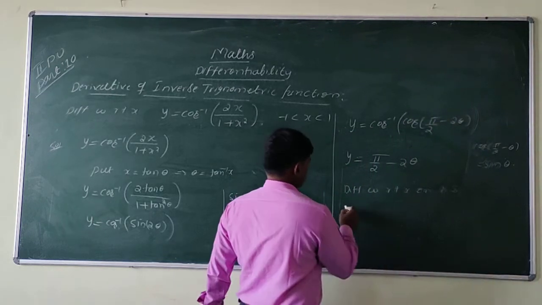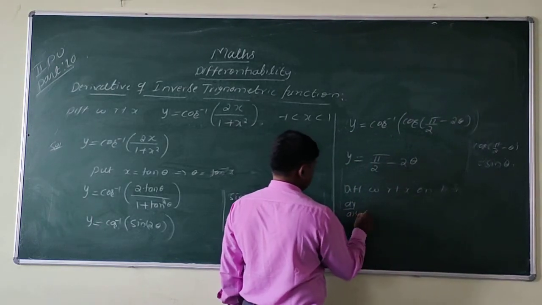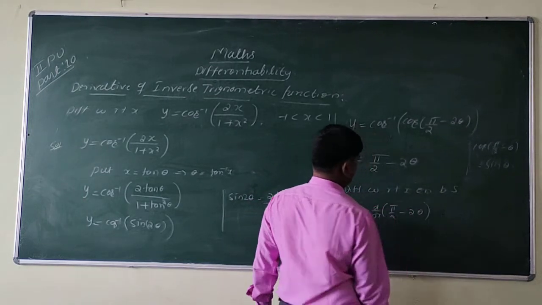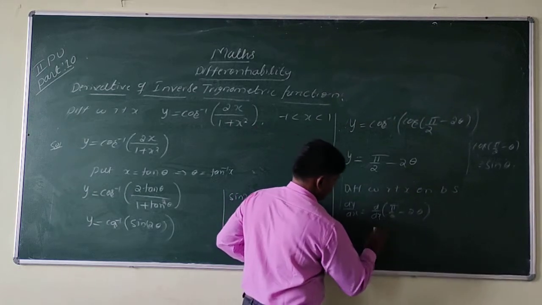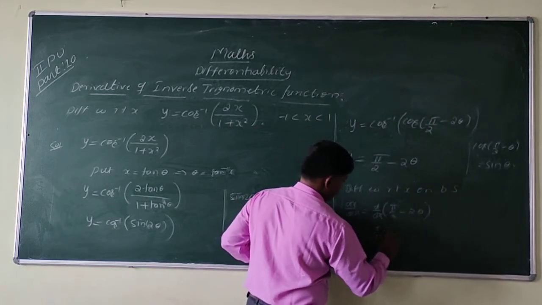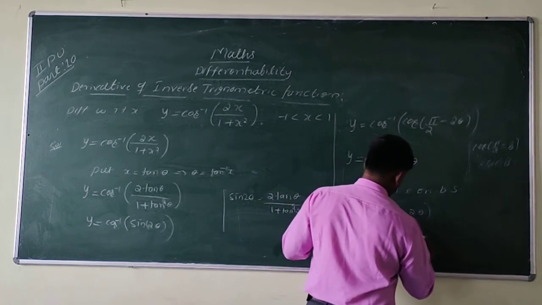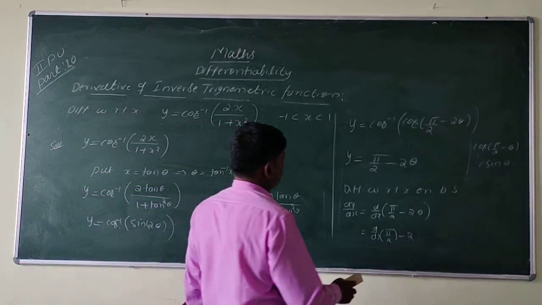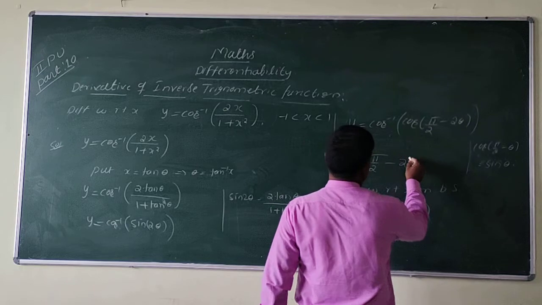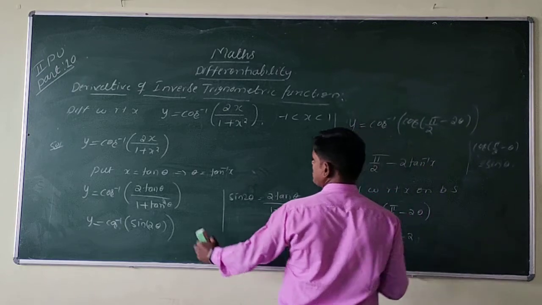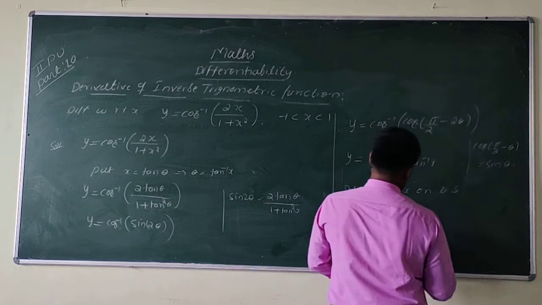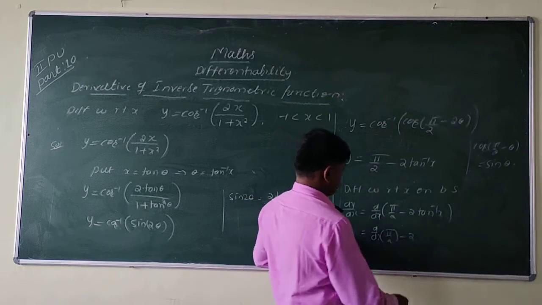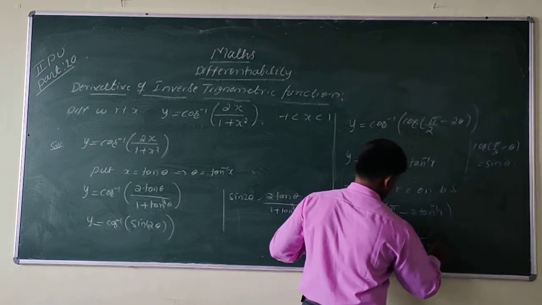So dy by dx is equal to dy by dx of pi by 2 minus 2 into dy by dx of theta. Theta is nothing but tan inverse of x. So now differentiate: 2 into the differentiation of tan inverse of x, which is 1 by 1 plus x square.